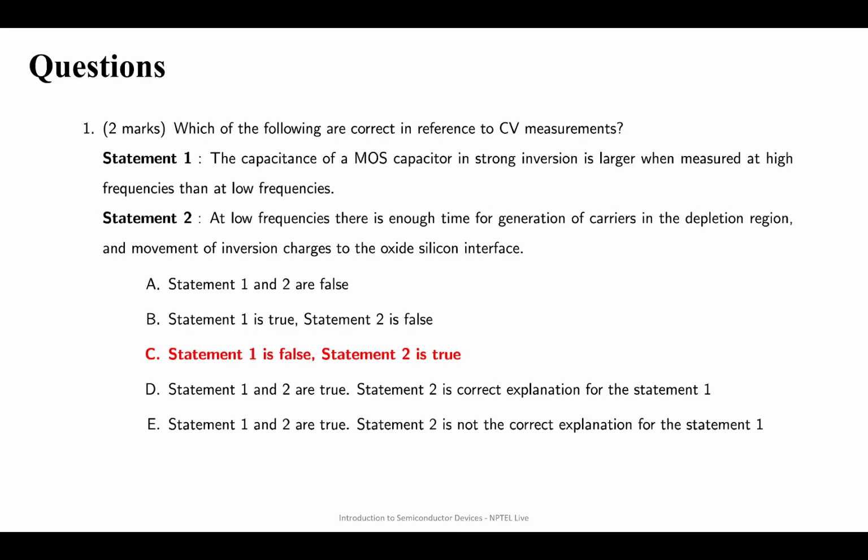That is correct. The answer is C. Statement 1 is false, statement 2 is true. So the capacitance of a MOS capacitor in strong inversion is larger when measured at low frequencies, that is in LFCV, and not in high frequencies, HFCV. Statement 2 is true because at low frequencies there is generation of electron hole pairs in the depletion region, which correspond to a change in the inversion charges that correspond to your AC signal.